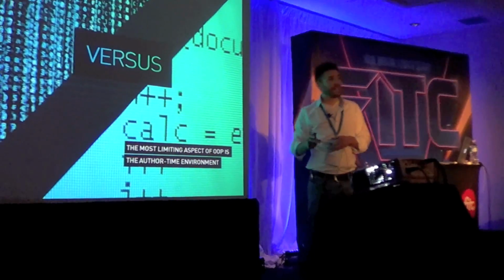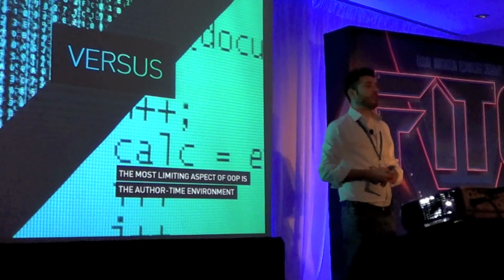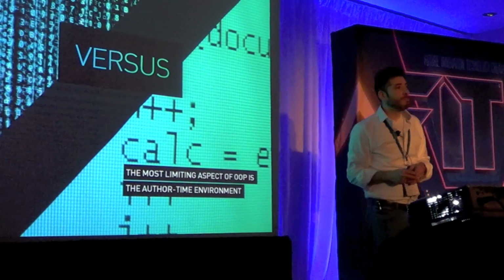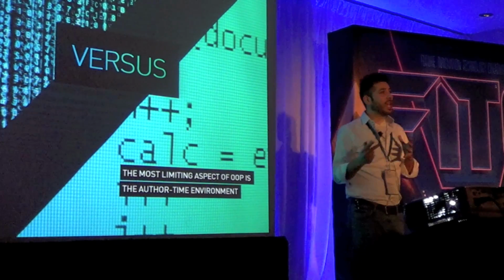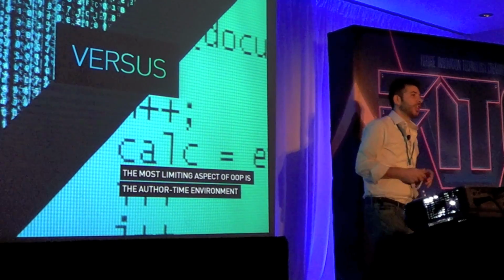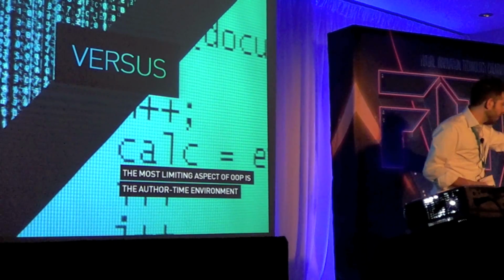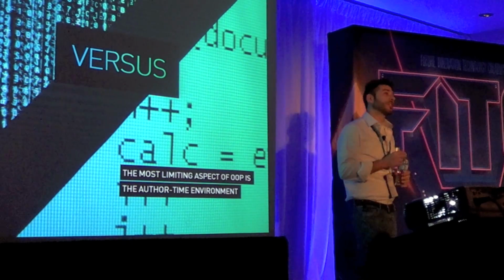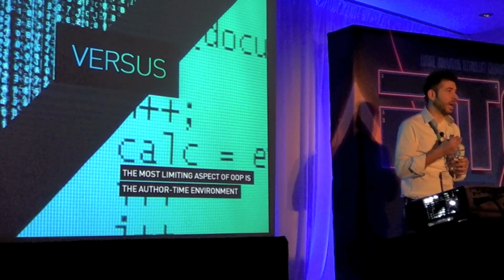The most powerful aspect of an object-oriented technology is the dynamic capabilities of the runtime environment. References are rarely bound to particular objects or behaviors, and therefore an application at runtime can constantly be evolving. Now in contrast, the most limiting aspect of an object-oriented technology is that of the author time environment.